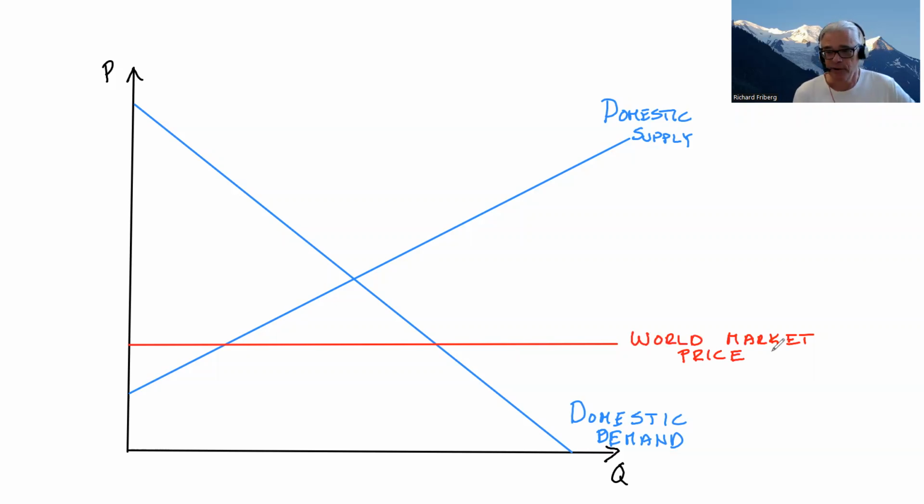Okay, so with no tariffs, just free trade, how much would be produced domestically in this country will be given here. So all the units where the supply curve is below the world market price, that supply in some sense would be competitive, and those apples would be supplied by domestic producers. How much would be demanded? Well, that depends on where the world market price intersects with the domestic demand curve. This is the price that domestic consumers would be seeing, and this is how much they would be consuming.